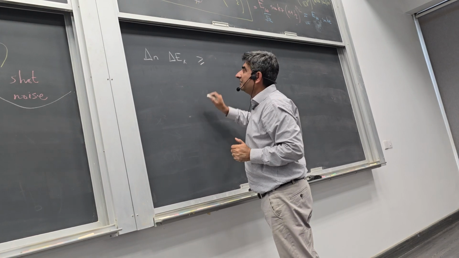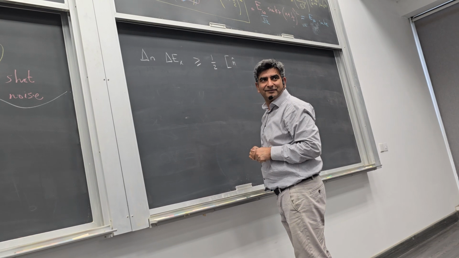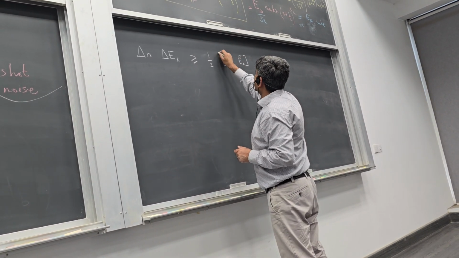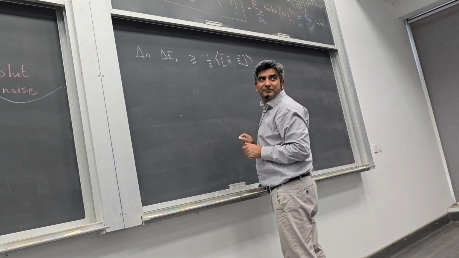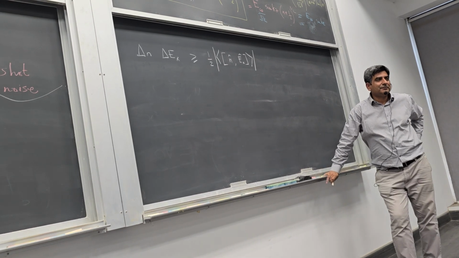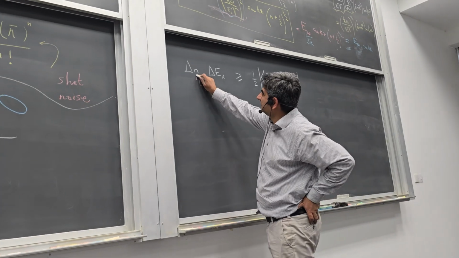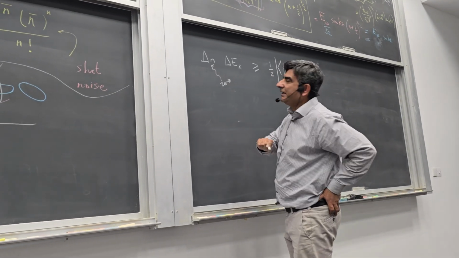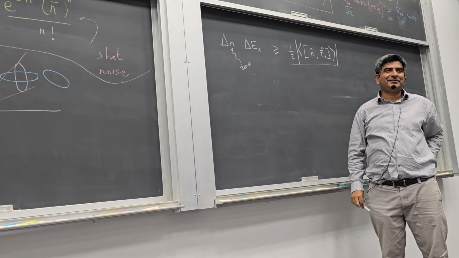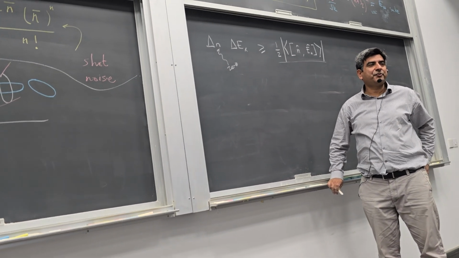This must be greater than or equal to 1/2 of the expectation value of the commutator of the number operator and the Ex operator. Average, right? So this is the uncertainty principle, and this will be a homework problem. So for the number state, this thing is 0. So the only way in which the uncertainty principle can be satisfied is that this thing is also 0. And for a number state, this will be true.